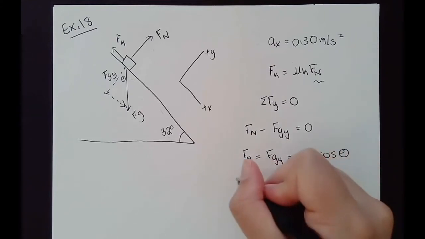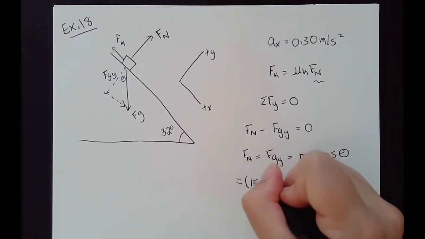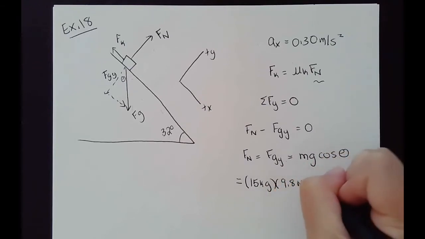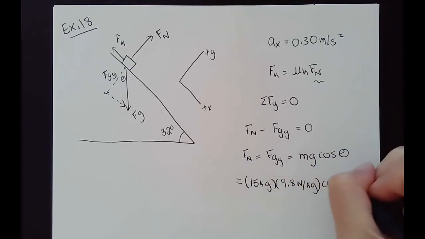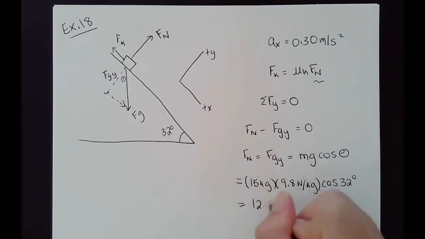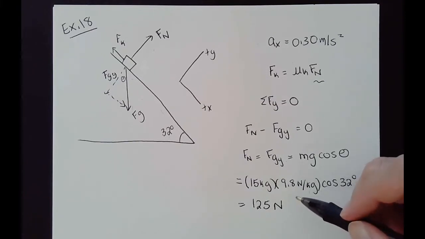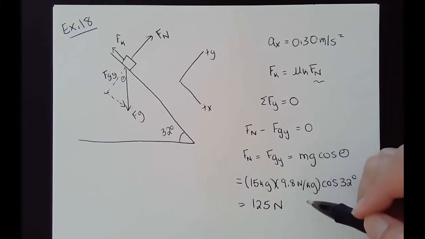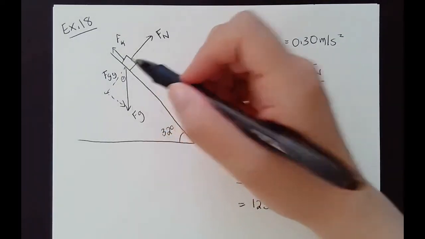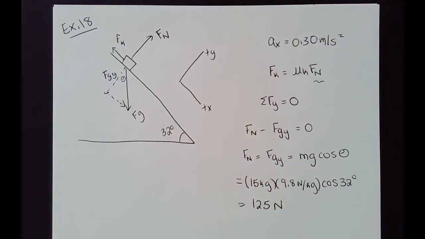And we could find that number now if we wanted. So that's 15 kilograms times 9.8 newtons per kilogram cos 32. So otherwise you could save this expression to plug in later if you wanted to solve a different way, but I'll find that value. So the normal force is 125 newtons. Notice that it's not equal to the weight in the case of an incline, right? It's actually lower than the weight because of this component of the normal force in that vertical direction.